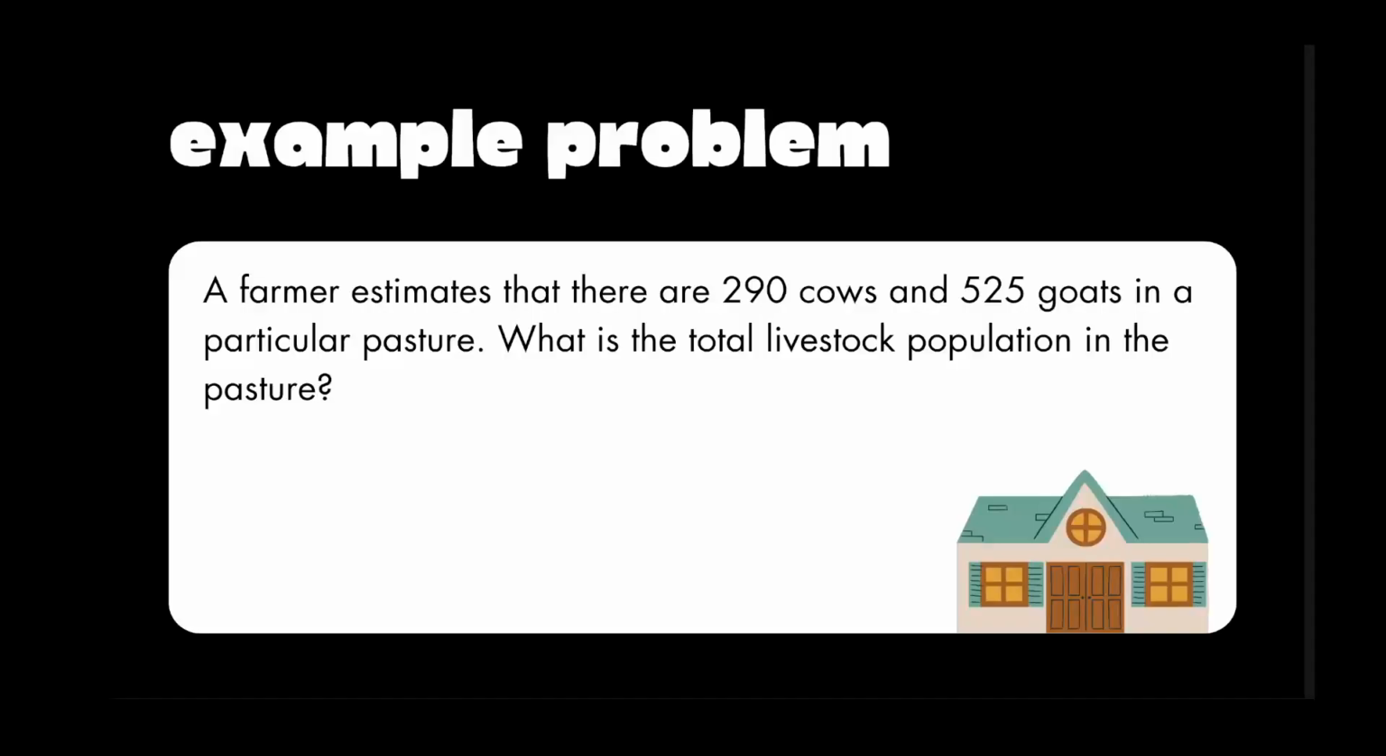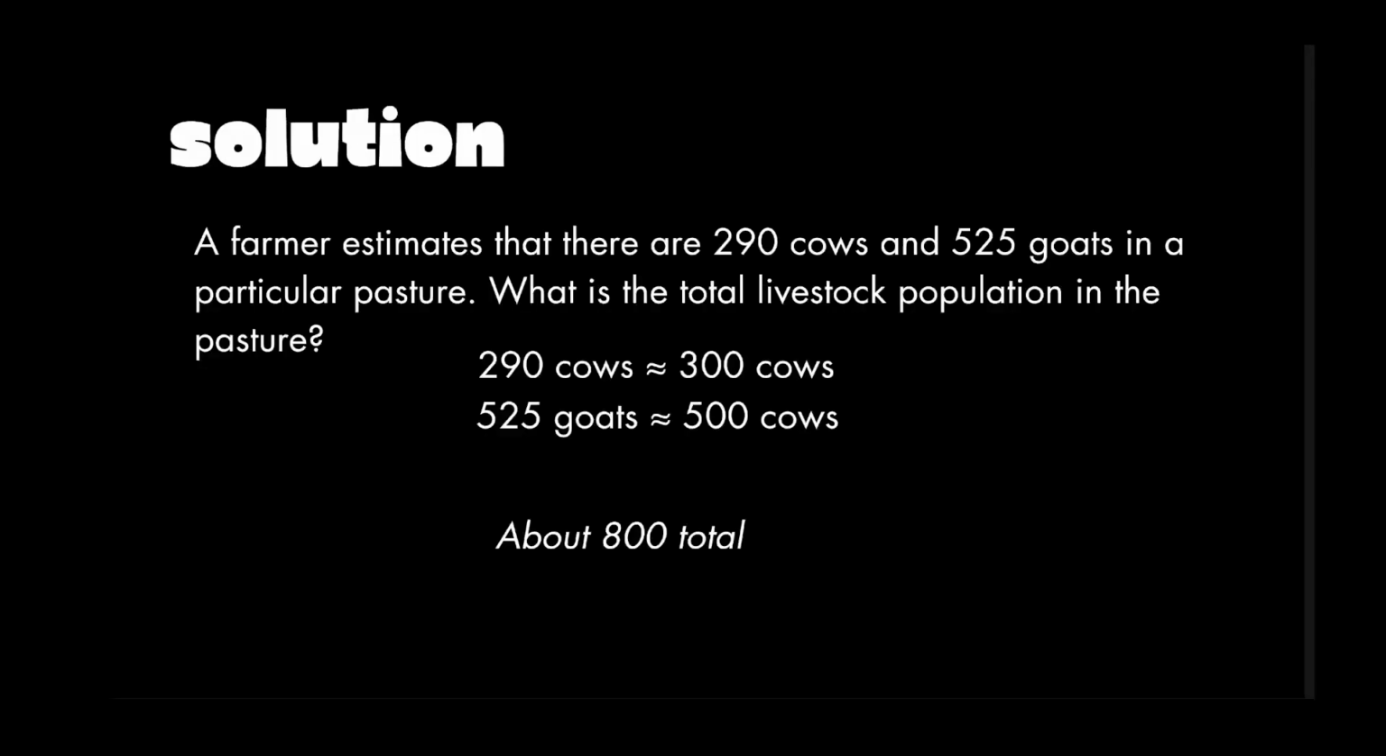So here's a quick example. A farmer estimates that there's 290 cows and 525 goats in a particular pasture. What is the total livestock population? So 290 cows is about 300 cows, and 525 goats is about 500 goats. So about 800 total. Fast and close.